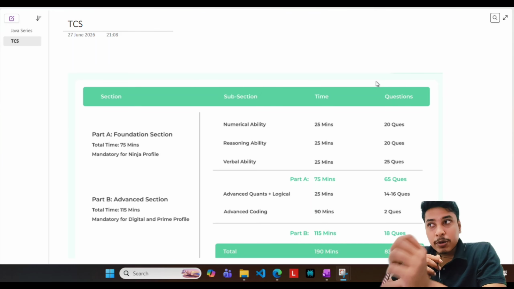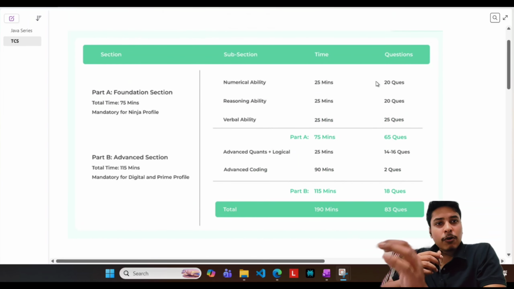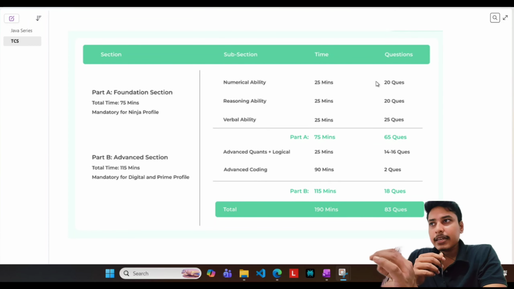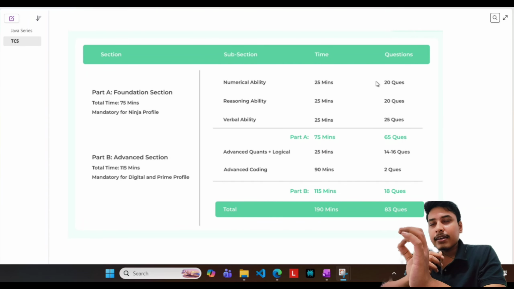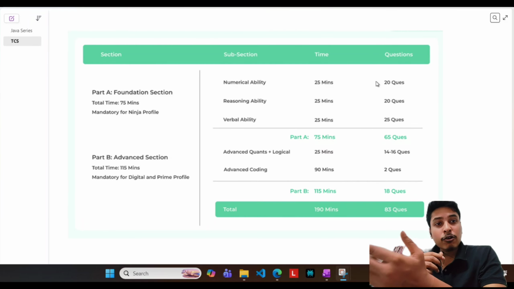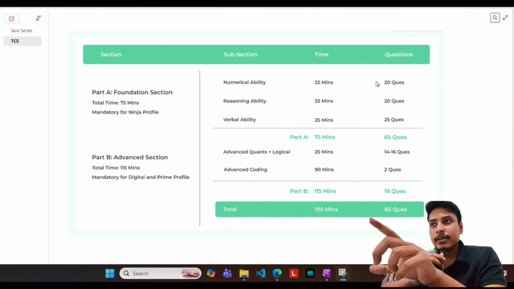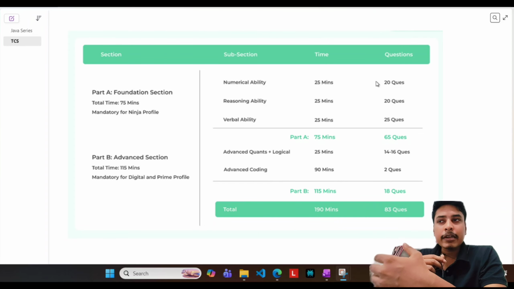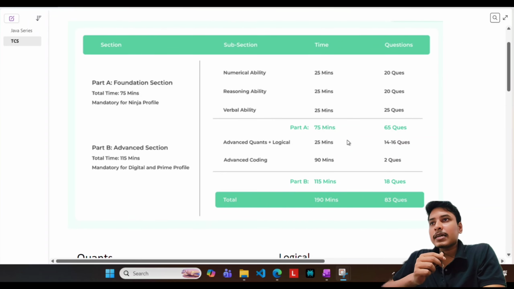Before we start, we must understand the battlefield first. Most of you already know that there are two parts of TCS NQT. One is Part A, the foundation section, and the other is Part B, the advanced section. In the foundation section, there are three subsections: numerical ability, reasoning ability, and verbal ability. And in the advanced section, there are the advanced quantitative and logical part and the advanced coding part. Today in this video, I'll be talking about numerical ability, reasoning ability, verbal ability, and the advanced quantitative and logical part only. So let me reveal the hack as I promised.